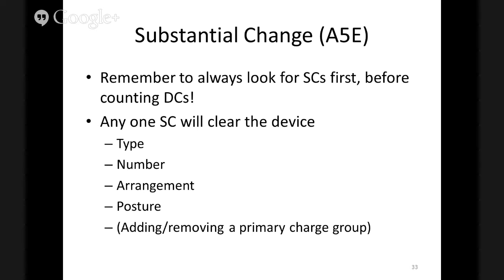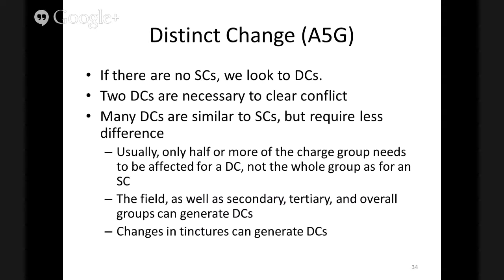That being said, let's move on to distinct changes. If there are no substantial changes, we've got to look at distinct changes. We need two of these to clear. Many of them are similar to the substantial changes. Usually they require less difference. With substantial changes, we always required everything to change. With DCs, we usually only require half of the group to change. We can also get DCs for the field. We can't get substantial changes for the field, again, except in field primary armory, which we're not dealing with. And the other thing is changes in tincture can generate a DC. We don't get substantial changes for tincture, again, except in field primary.